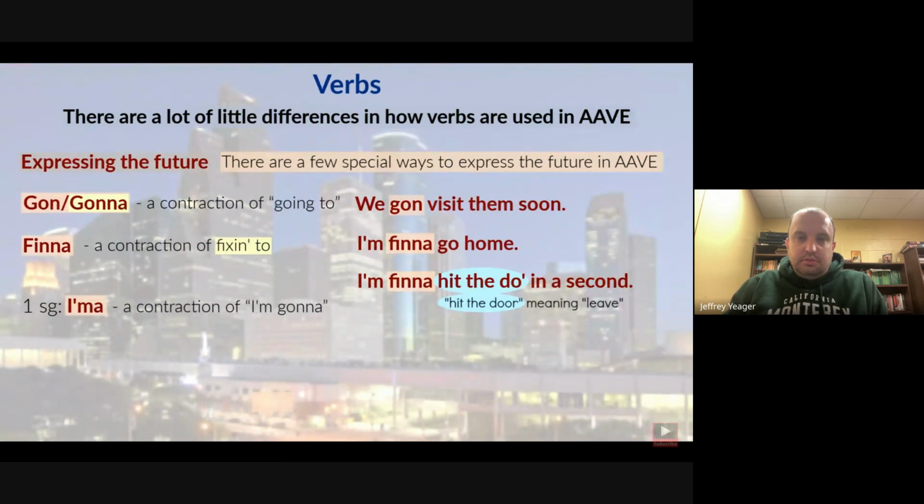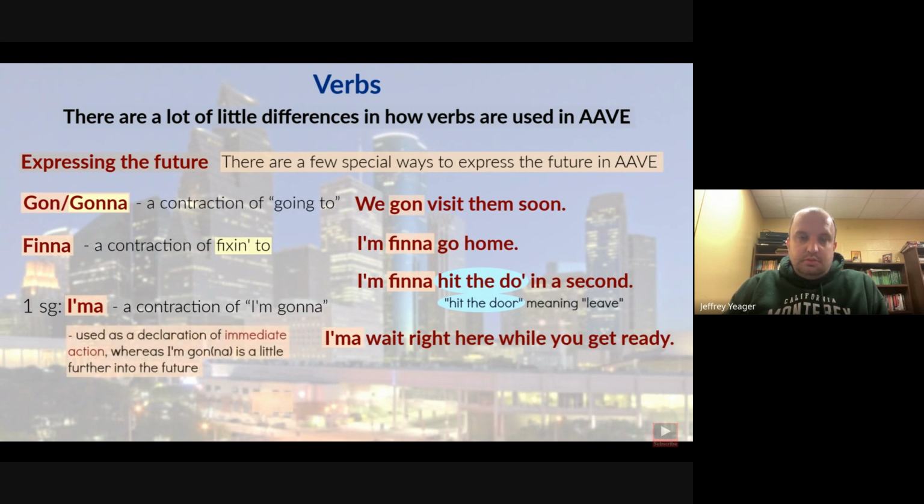There's also a special form used in the first person singular, I'ma. I'ma wait right here while you get ready. I'ma developed as a contraction of I'm gonna. It may be a contraction of I'm gonna, but it's now used slightly differently as a declaration of immediate action, whereas I'm gonna or I'm gon is a little further into the future.